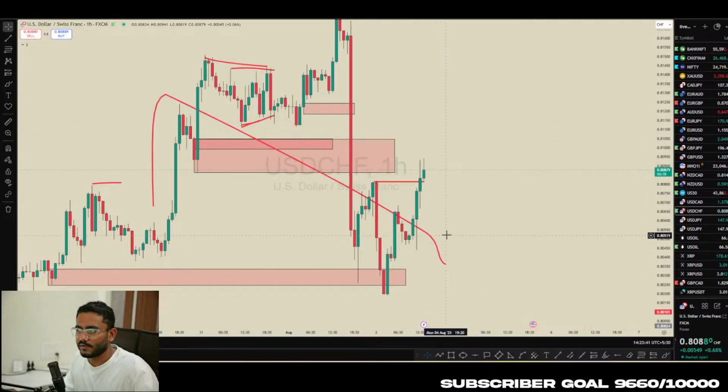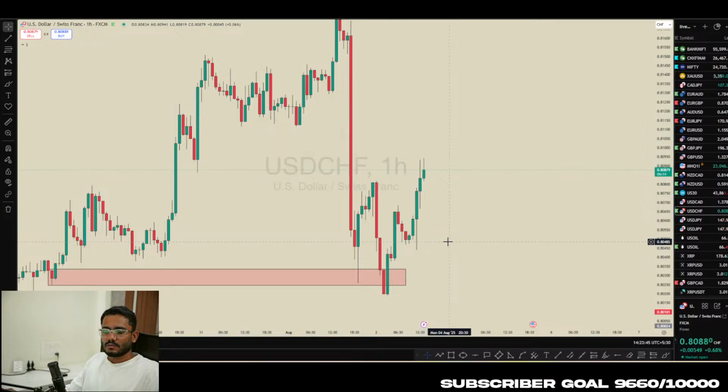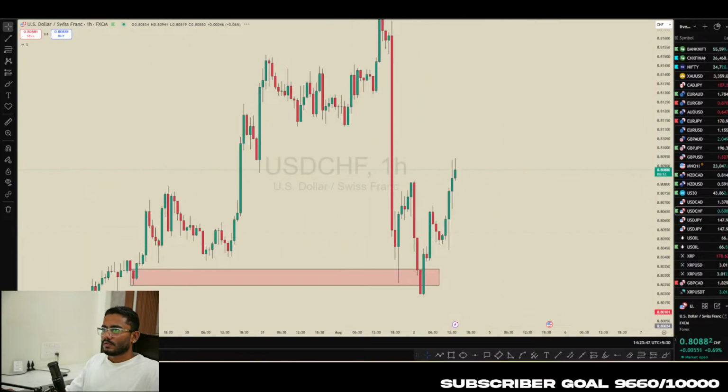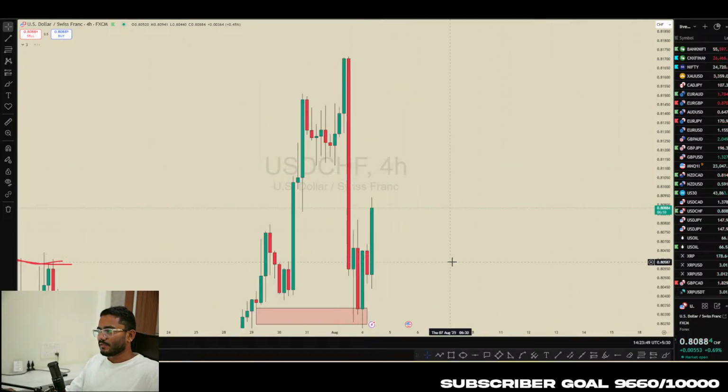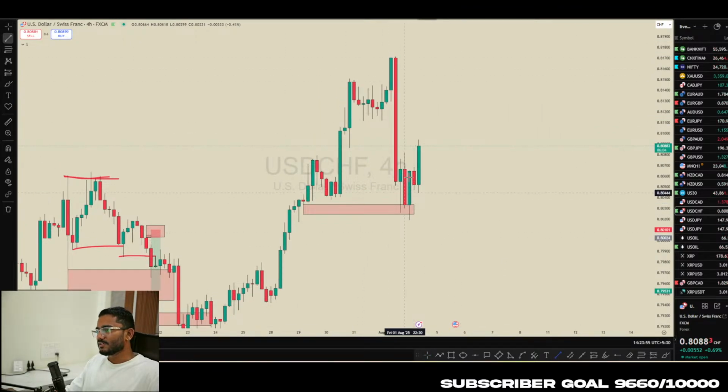On the higher time frame, on 4 hour, price has tapped this order block. That's why I always say wait for price to create more structure. In the first step, price will never reject from your order block. It will create more liquidity and then it will sweep liquidity.